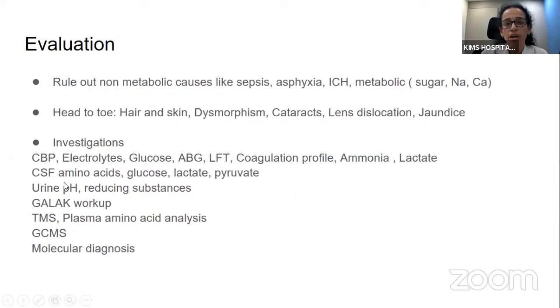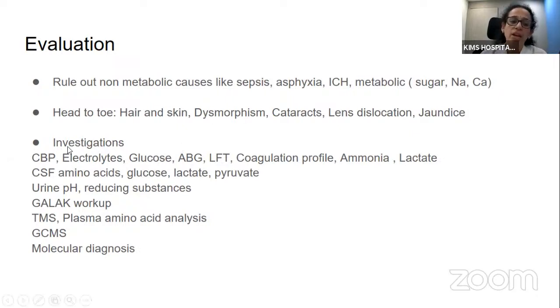So once the baby is born, the relatively common features like sepsis, asphyxia, intracranial hemorrhage, and metabolic causes like hypoglycemia, hyponatremia, hypernatremia, hypocalcemia, these are all ruled out first, before evaluating further for IEM. Then a head-to-toe examination should be done to look for the specific features which we mentioned, like hair and skin abnormalities, dysmorphic features. This is particularly very important in IEMs. Eye examination to look for cataracts, lens dislocation, and organ involvement, organomegaly, and jaundice, conjugated jaundice or not. All these should be done.